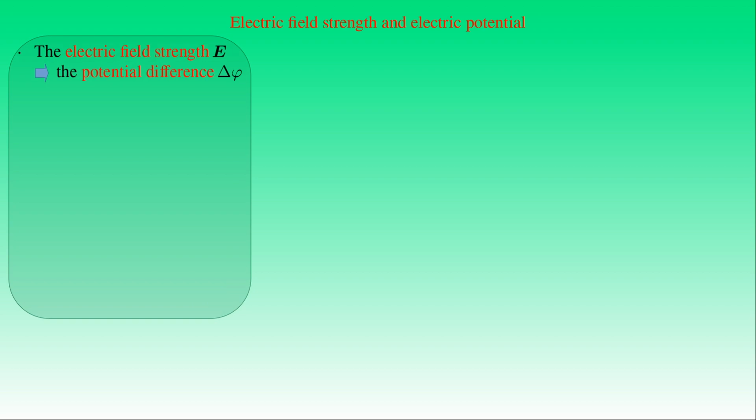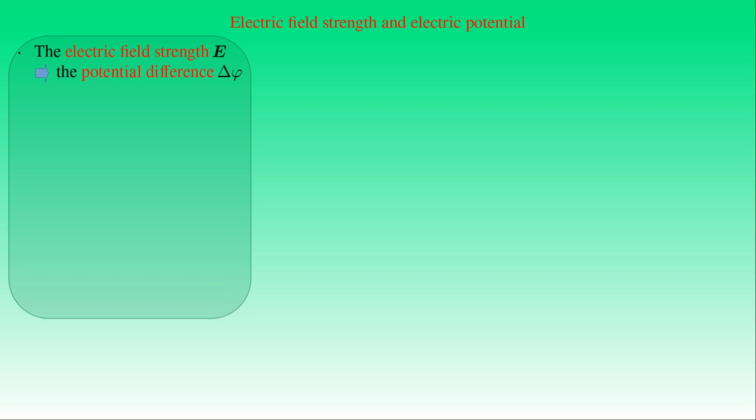There is a relationship between the electric field strength and the electric potential of an electric field, which allows us to determine one of them from the other one. If we know the electric field strength E at every point of the electric field, then we can determine the potential difference delta phi across two arbitrary points in the field.